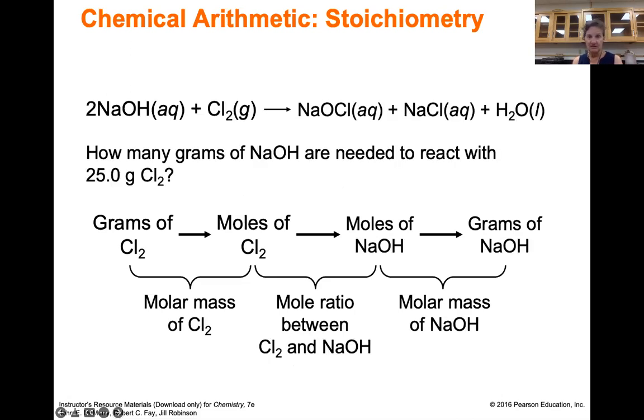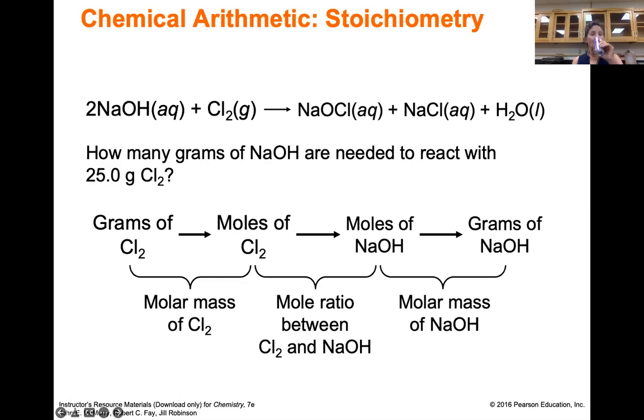So let's just look at a specific equation. This is sodium hydroxide reacting with chlorine gas. I'm not sure what that polyatomic is, but NaOCl, you could look that up on your polyatomic table. Don't think it's perchlorite, maybe. And then sodium chloride and water. The question they're asking in this problem is how many grams of sodium hydroxide are needed to react with 25.0 grams of chlorine.